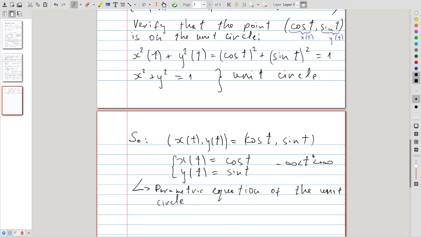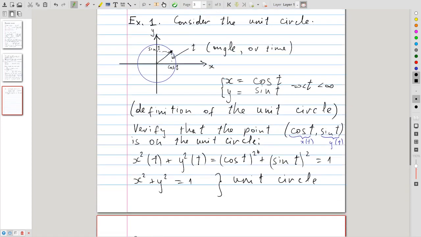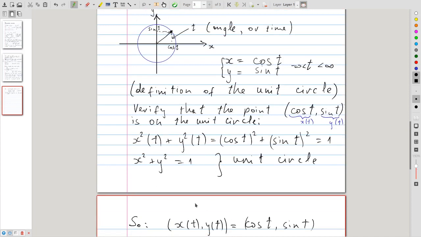And so t corresponds to the angle. As t increases, the particle that has this parametric equation goes round and round and round the unit circle. If t is increasing, it goes counterclockwise. If t is decreasing, it goes clockwise. Just as we know from the way sine and cosine are defined, increasing angle corresponds to counterclockwise direction and decreasing angle corresponds to the clockwise direction.